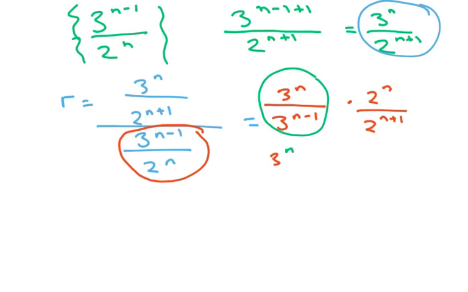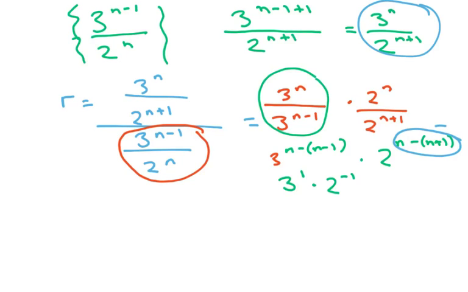So then you're going to get, I'm going to take care of this part first, 3 to the n minus n minus 1 times 2 to the n minus n plus 1. And that's going to give you 3 to the first times 2 to the negative 1. Because this right here equals negative 1, which equals 3 over 2. So that's your common ratio.